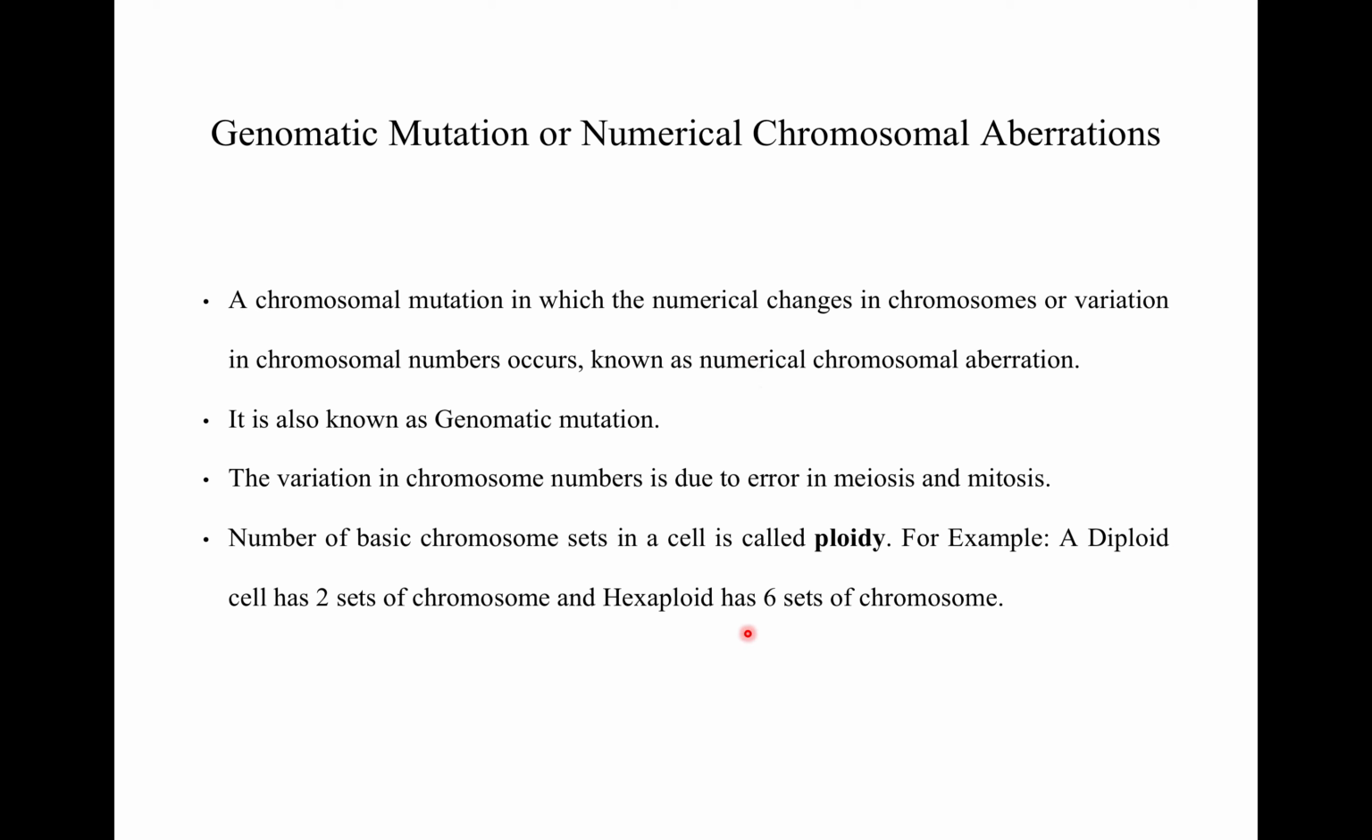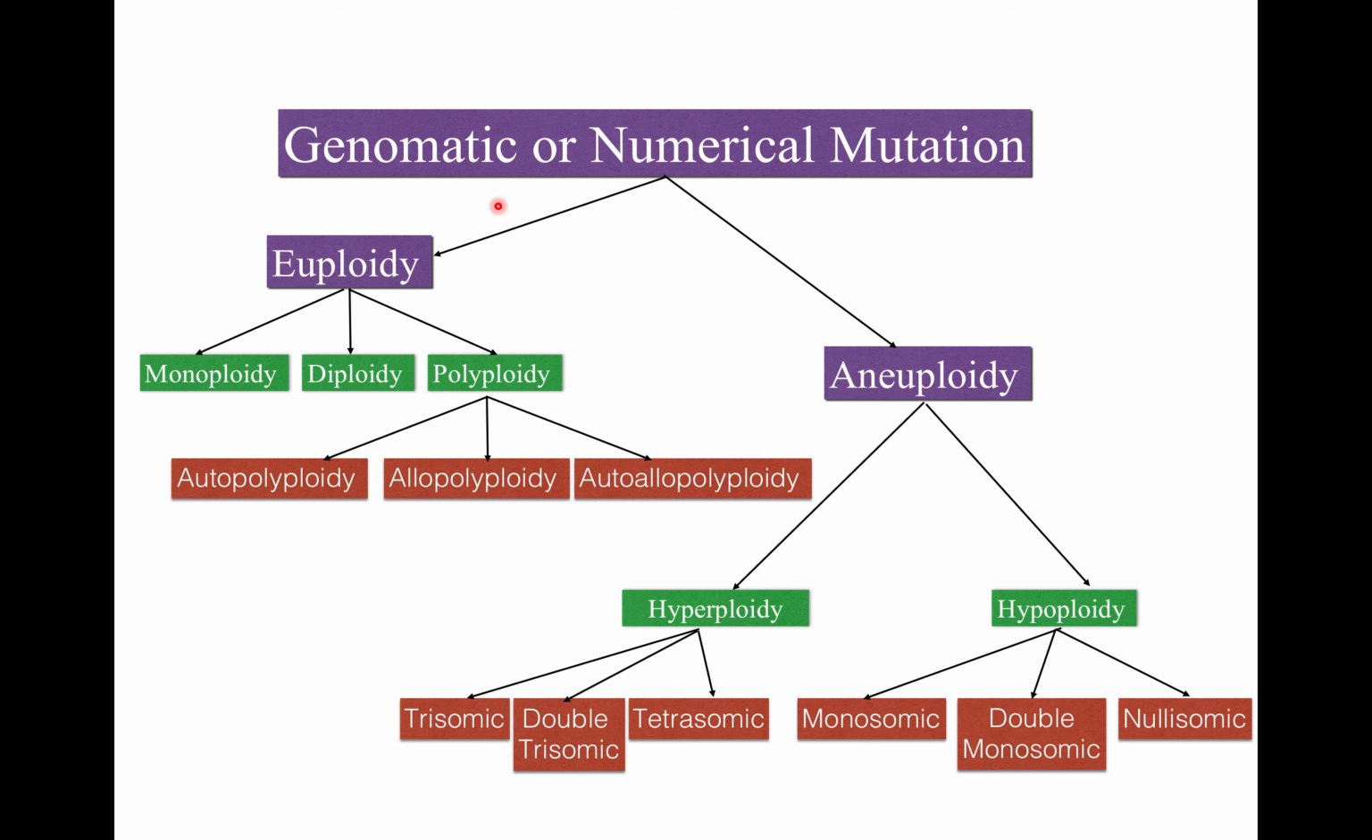First of all, what is ploidy? The number of basic chromosome sets in a cell is known as ploidy. For example, a diploid cell has two sets of chromosomes, that's why it is known as diploid. If a cell has 6 sets of chromosomes, then the cell is known as hexaploid. So this is ploidy. Now, genomic or numerical mutations, or numerical chromosome aberrations, are of two types. It includes euploidy and aneuploidy.